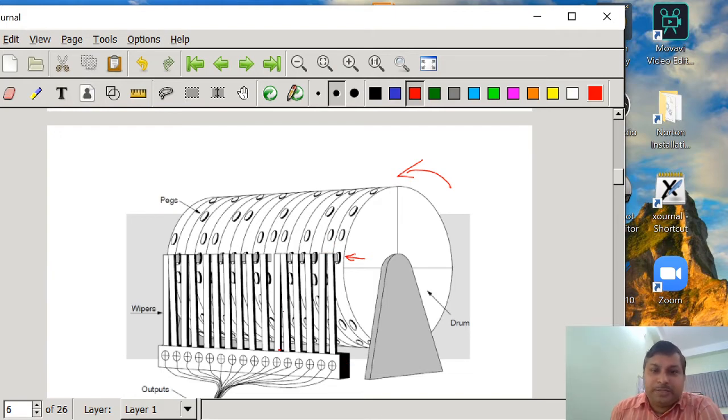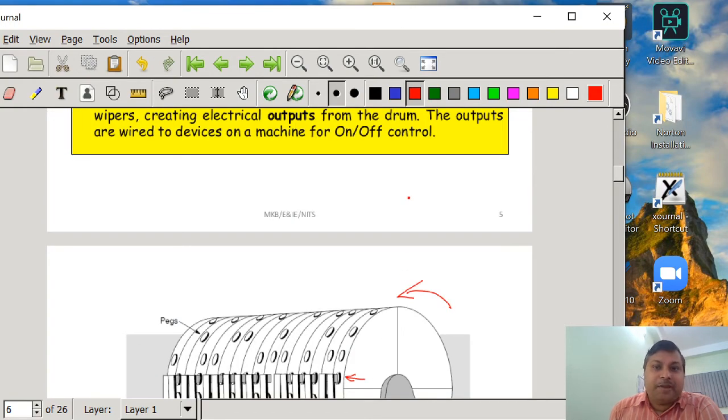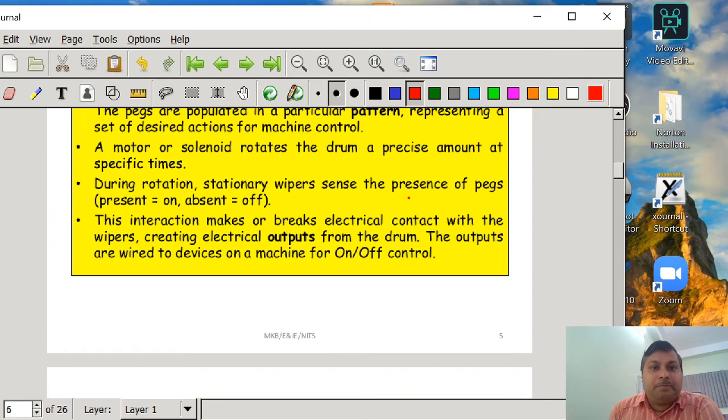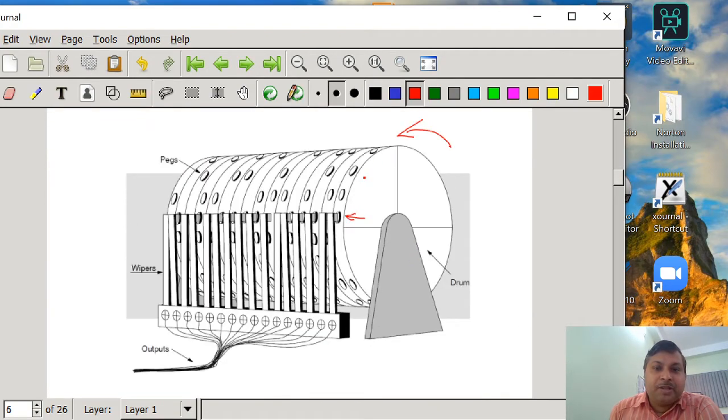So with contact, whether it is on or off, the circuit to operate the machine will be completed. That is why the interaction makes or breaks electrical contact with the wipers, creating electrical outputs from the drum. The outputs are wired to devices on the machine for on-off control. So this is the way the electromechanical drum operates. The most important thing here is that at a specific time, in specific steps, it is going to rotate.